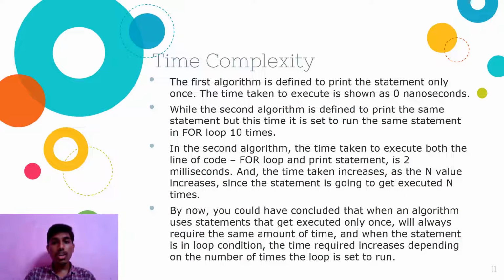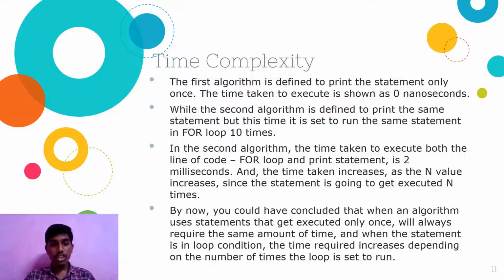The first algorithm is defined to print the statement only once. The time taken to execute is shown as 0 nanoseconds, while the second algorithm is defined to print the same statement, but this time it is set to run in a for loop 10 times, as I have shown in the previous slide. In the second algorithm, the time taken to execute both the for loop and print statement is 2 milliseconds, and the time taken increases as the value n increases, since the statement is going to get executed n times.